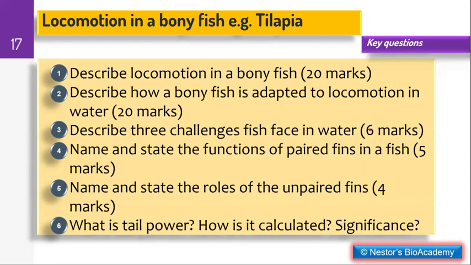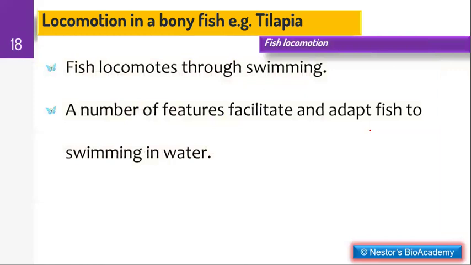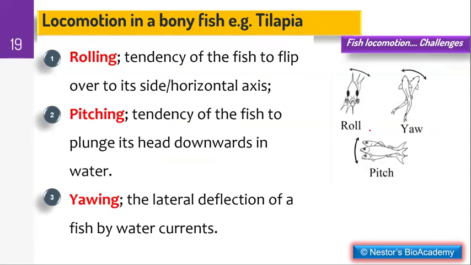Now, how does a fish locomote in water? Fish usually locomotes in water through swimming, and there are a number of features which facilitate and adapt the fish to swimming in water. But before we look at these adaptive features which facilitate swimming for the fish, we need to understand some of the challenges the fishes are likely to experience when swimming in water. Some of the main locomotory challenges that the fishes usually experience are the following. We have what we call rolling, we have what we call pitching, and we have what we call yawing.